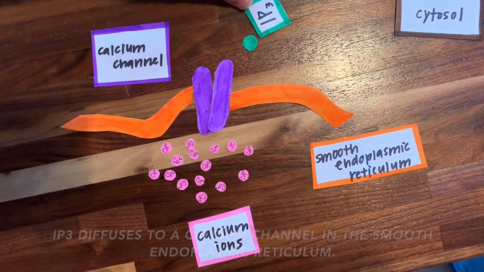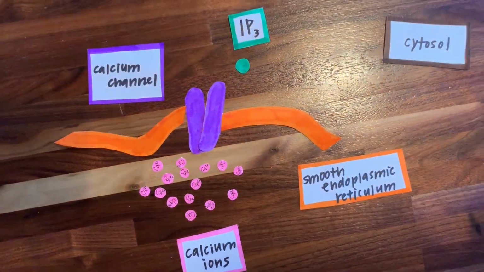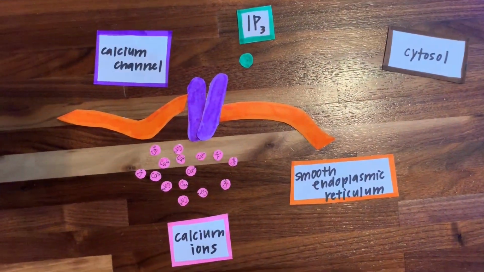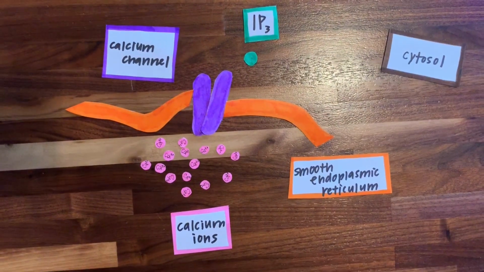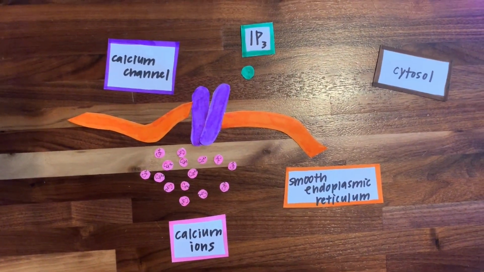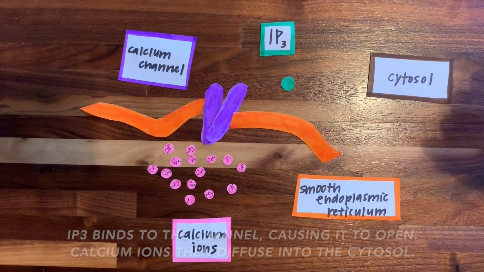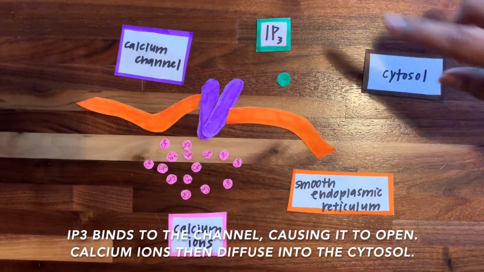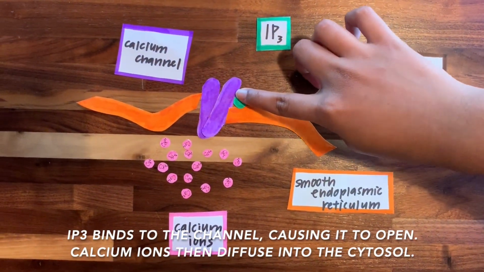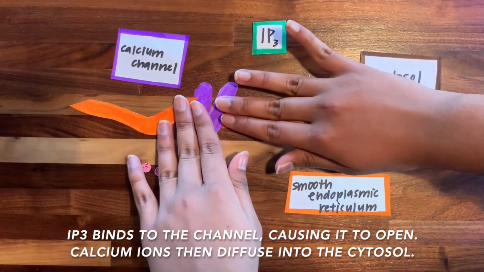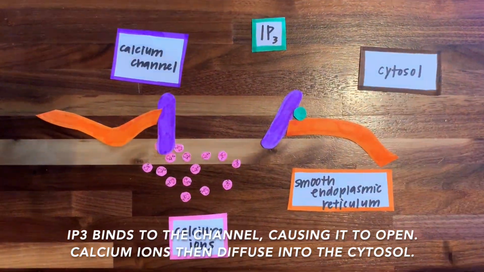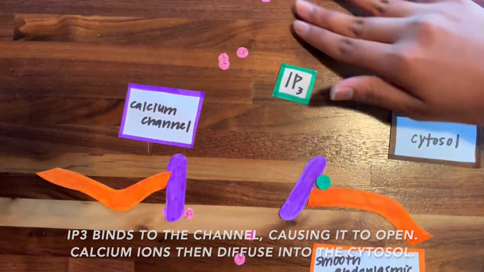In general, when the first messenger aspect is activated, it initiates a pathway that leads to the activation of the second messenger response, where the second messenger is released. Once the IP3 binds to the calcium channel, it causes it to change shape and open up. The channel splits apart, creating an opening that allows the calcium ions to pass through the smooth ER into the cytosol.